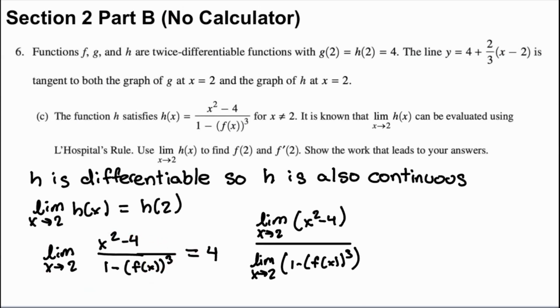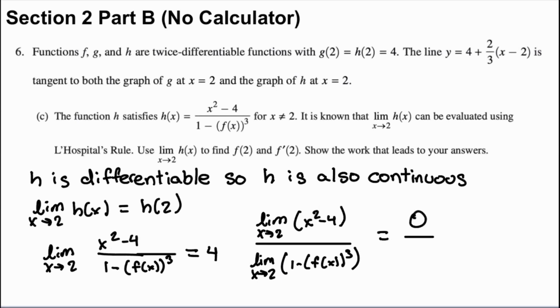So now going on with our simplification, that's going to be 0, I should say, because 2 squared minus 4 is 0. And we don't know the value of f of x. That's what we're trying to find, or f of 2, I should say. But we know that this bottom portion has to be equal to 0. It can't be equal to anything other than 0 because we know that the limit exists.